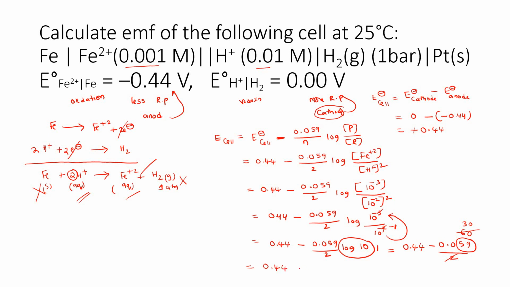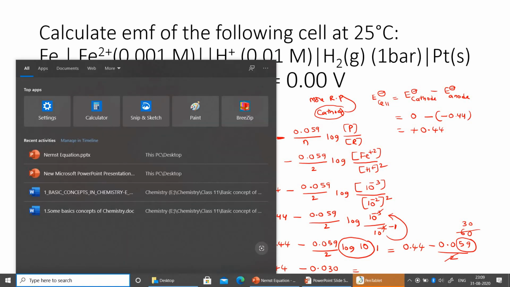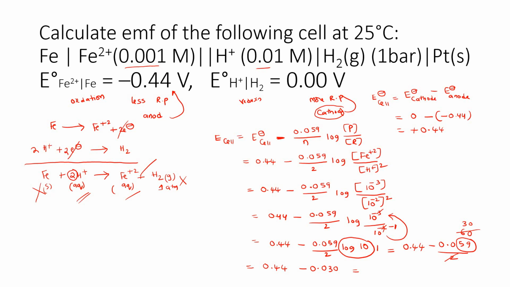0.44 minus how much? 0.030. We are going to get how much value here when you substitute this value? We are going to get 0.41. So we are going to get plus 0.41 volts. This will be the answer.